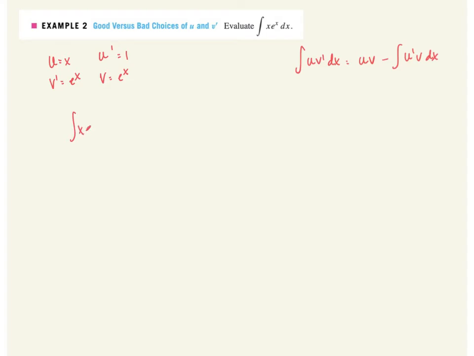So the antiderivative of x e to the x dx is equal to x e to the x minus the integral of 1 e to the x dx. Right, so now I have that one integral left to do. So my answer is x e to the x, and the integral of e to the x is e to the x plus c. And again, if I wanted to use the product rule and derive this, I could derive this and get back to the original problem.